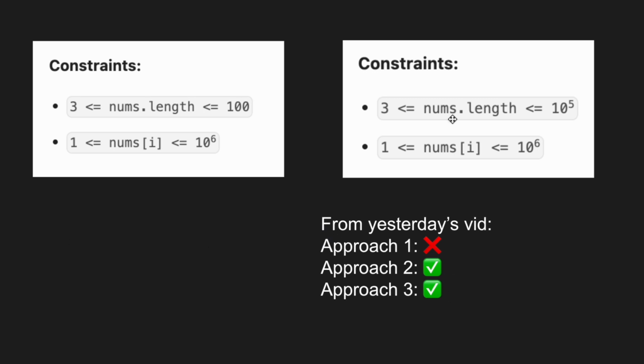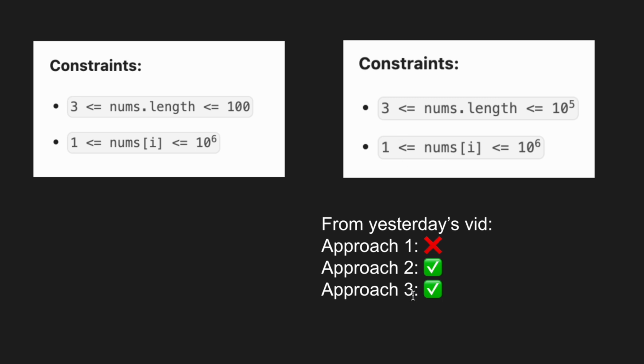But anyways, in today's problem, the constraint on the length of nums is larger, which means that you will need a faster time to solve today's problem. So if you use approach 1 from yesterday, it will not work on today's, but it will work on yesterday's. However, if you use approach 2 and approach 3, which I believe were O of n squared time and O of n time, they will still work on today's problem.